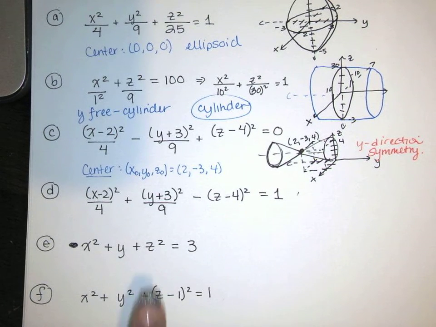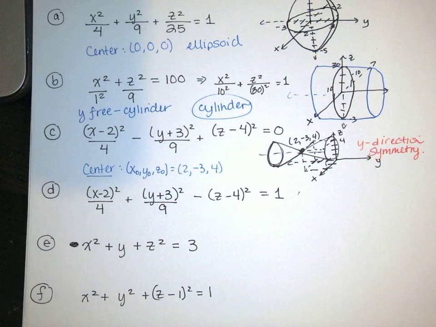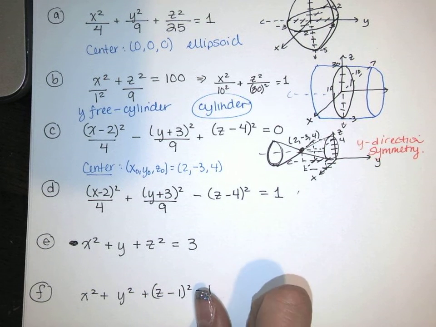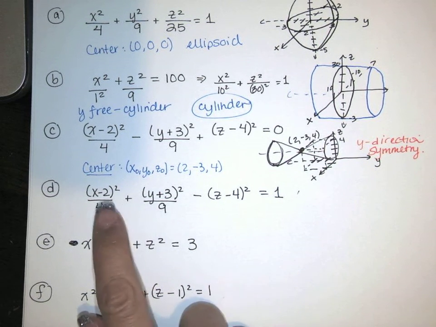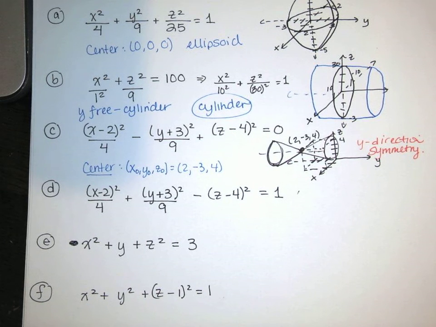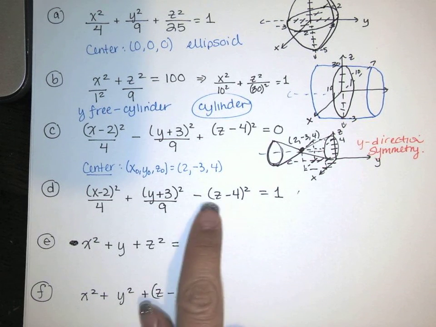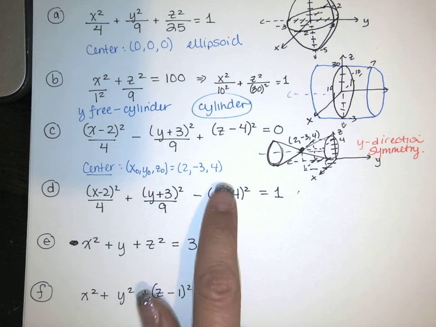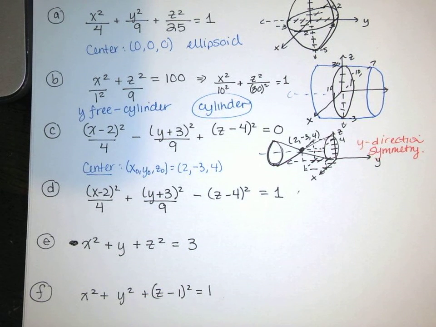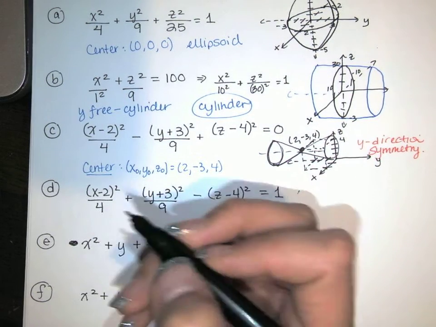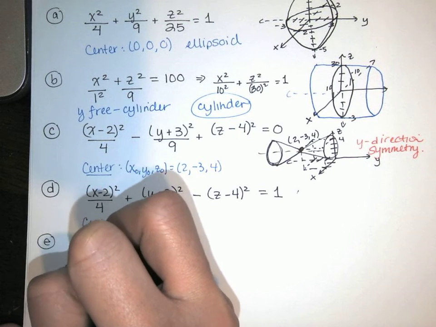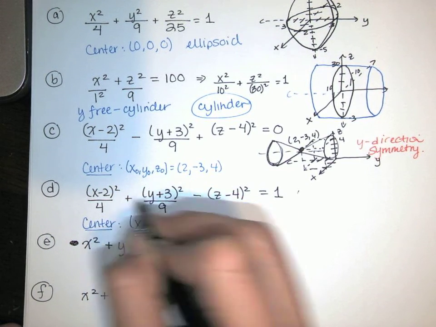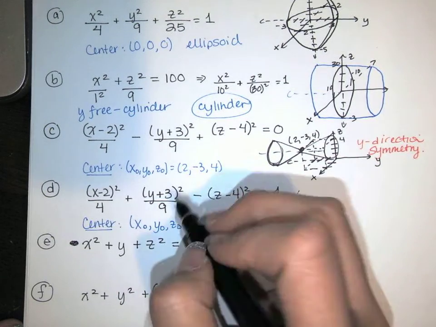Okay, what about this one? x and y are positive, z is negative. I've got a 1, so this is a hyperboloid of one sheet. Notice the x, the y, and the z are all squared. So a hyperboloid of one sheet, and because the z term is negative, it's going to open parallel to the z-axis. So let's identify our center. Our center is x naught, y naught, z naught. It's the same as the last one. It's 2, -3, 4.